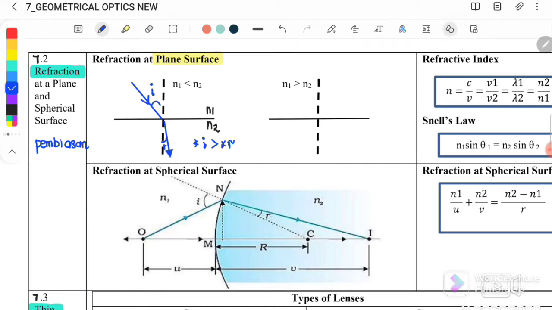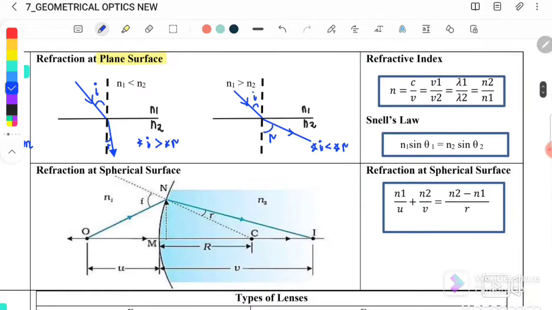Case 2 is when the incident ray goes from n1 to n2, where n1 is denser than n2. From denser to less dense, the refracted ray will move away from the normal line. So this is the incident angle and this is the refracted angle. From denser to less dense, the incident angle is smaller than the refracted angle.